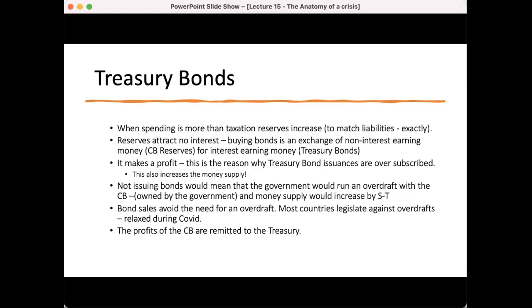And that's the primary reason why treasury bonds and issuances of treasury bonds are always oversubscribed. And of course, because they earn a fee, that also increases the money supply as well.